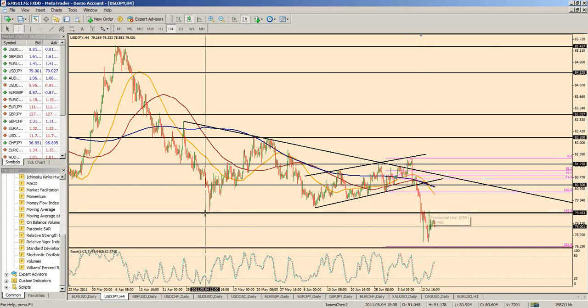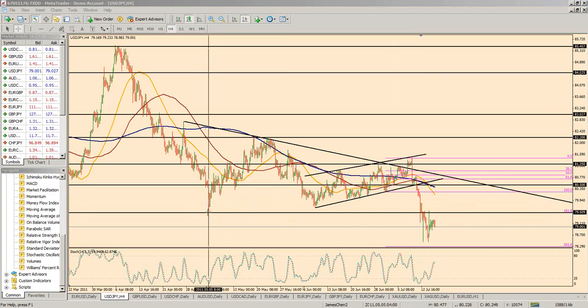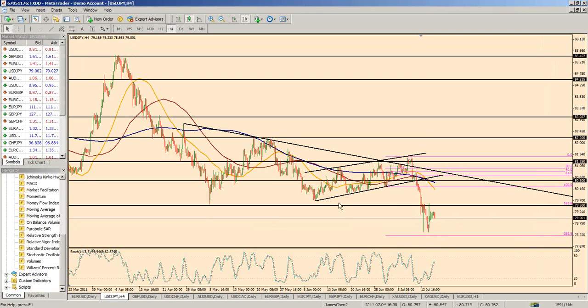And I was looking to target this last low at around 79.50. So what happens? It hits 79.50. Now, with a breakdown below there, I'm looking for further downside. Why 79.50, first of all? Why was that my target?